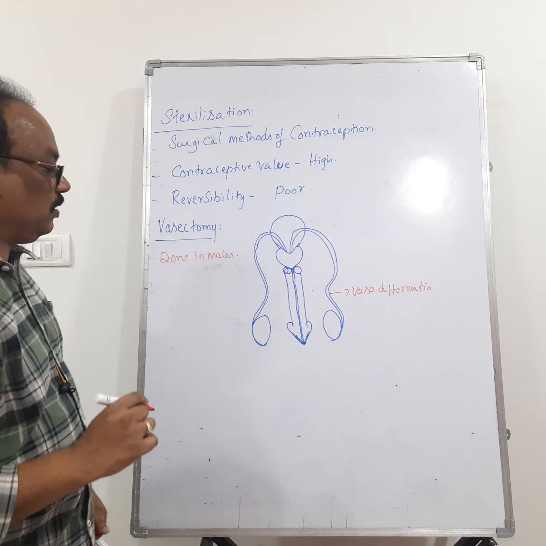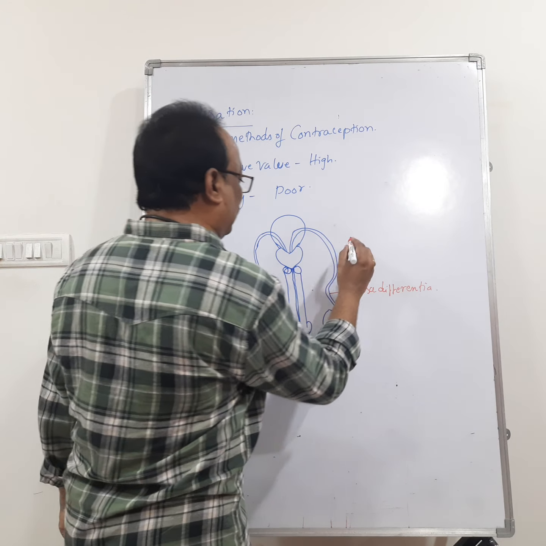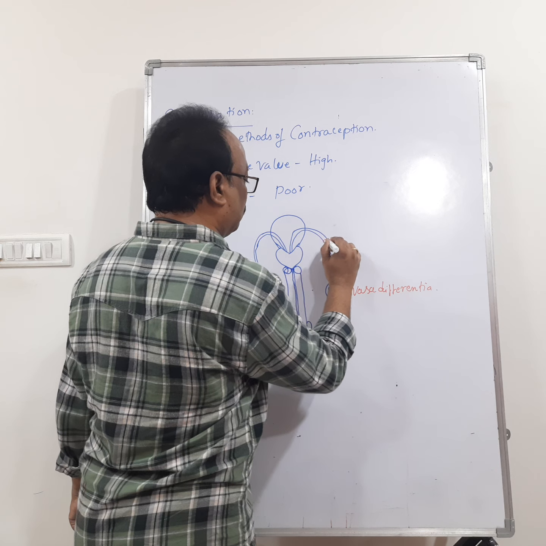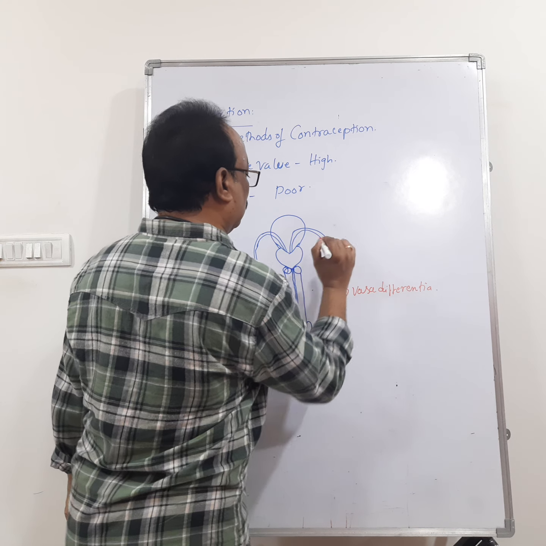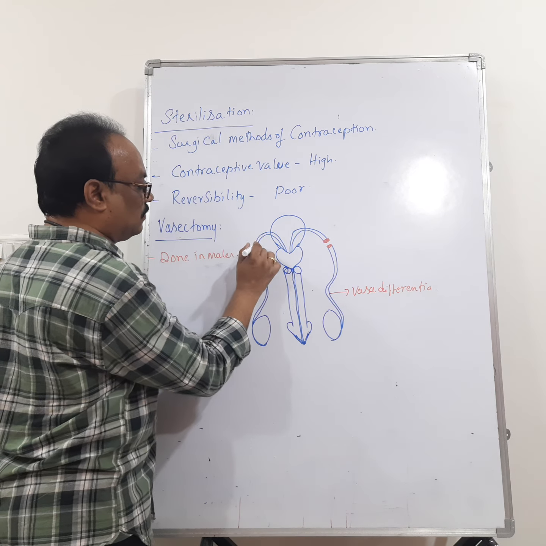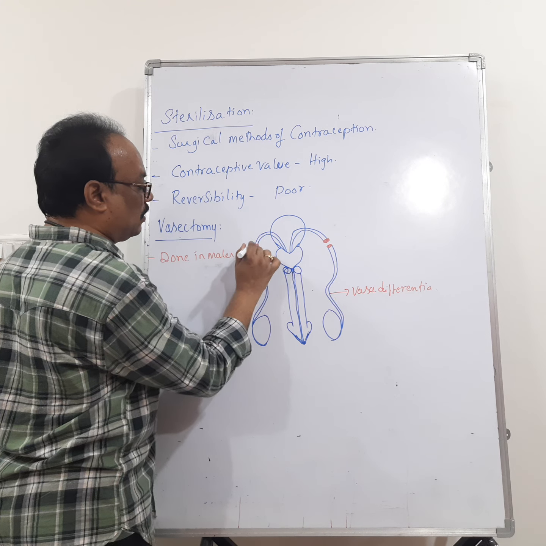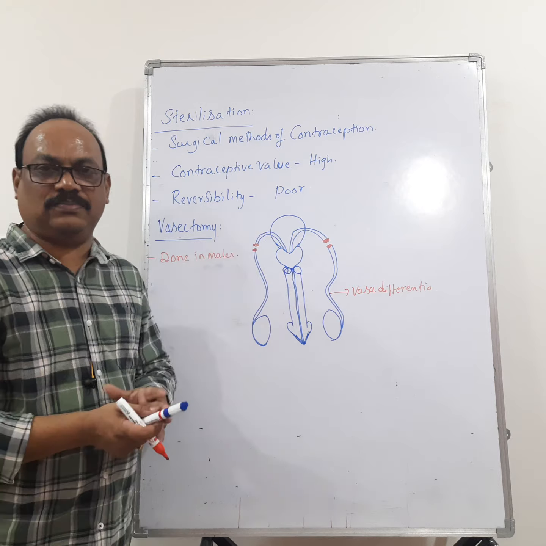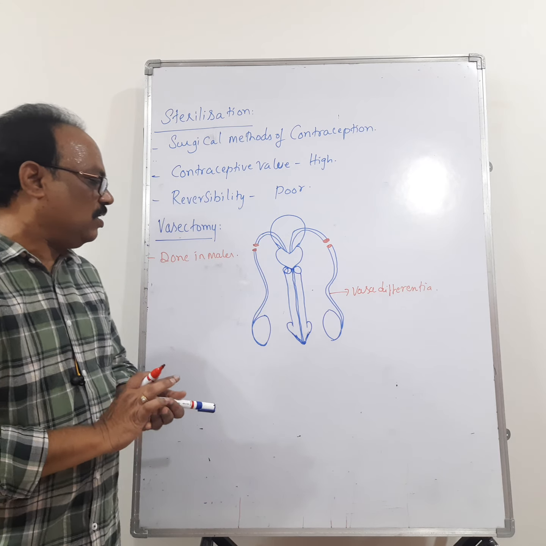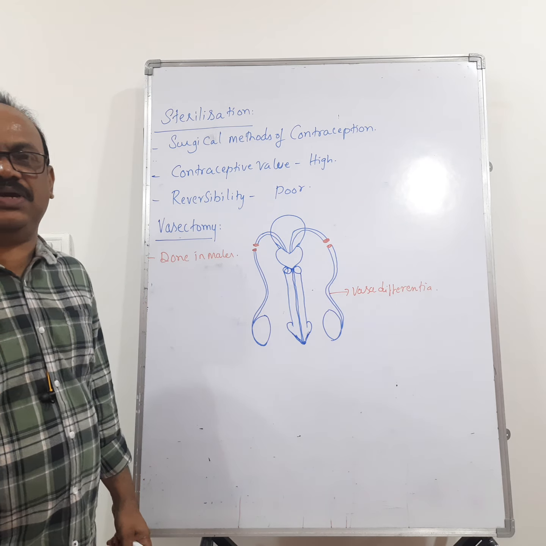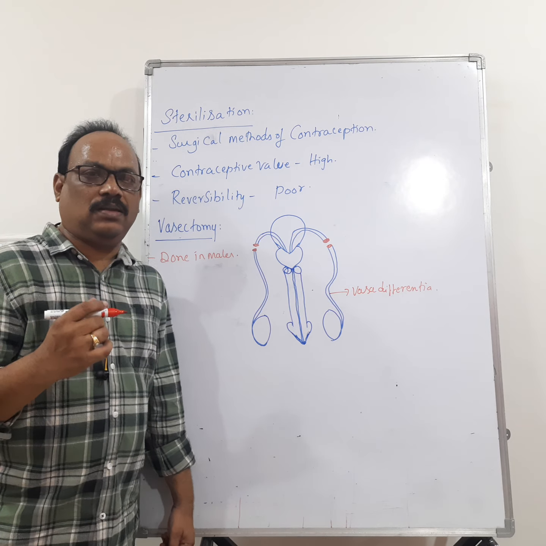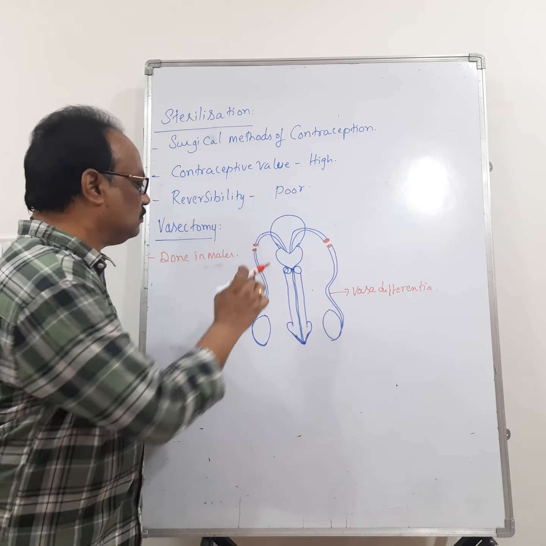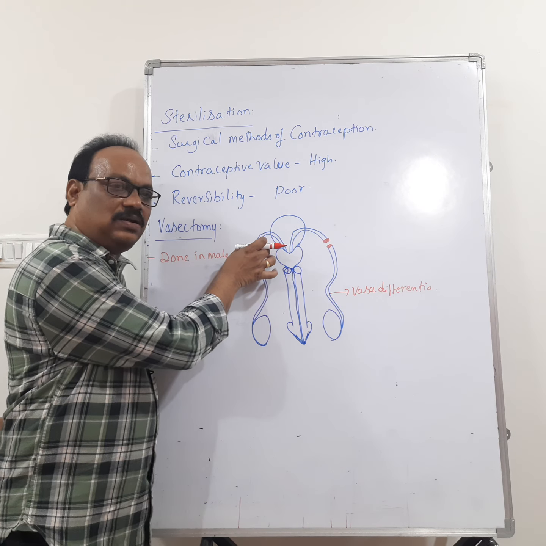So what they are doing in males, the vasa deferentia is cut like this. The vasa deferentia is cut, removed or tied, by making a small incision in the scrotum. On the scrotum, they'll make a small cut, and through that cut, they'll cut the vasa deferentia.